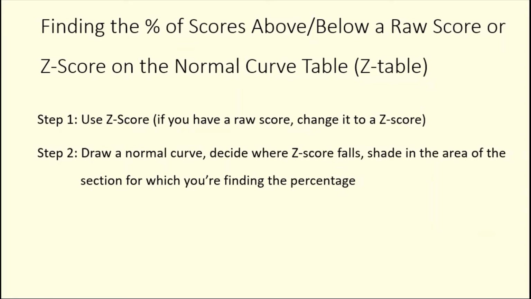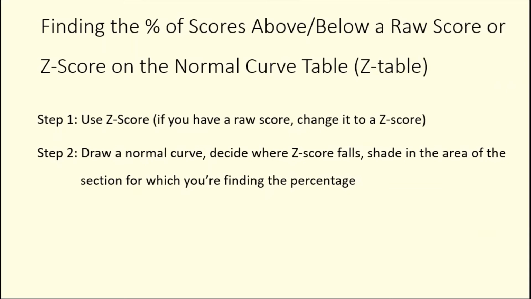And what you're going to do here is draw this out. And again, this is so you have a visualization. And this step is so important because it's really going to keep you from making some mistakes. So it may be tempting to skip step 2. Don't skip step 2. So you're going to draw a normal curve. You're going to decide where that z-score falls on your normal curve. And you're going to shade in the area for the section for which you're finding the percent.